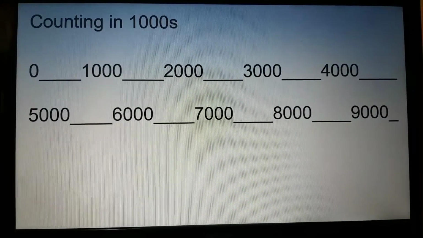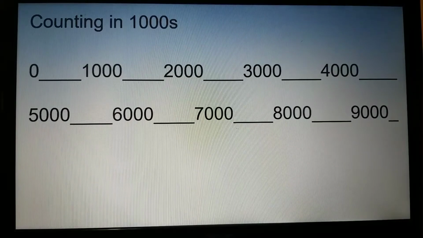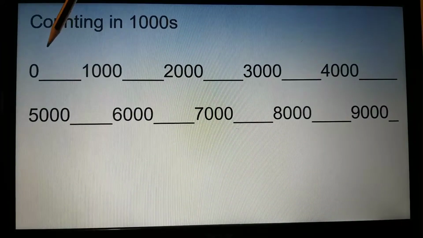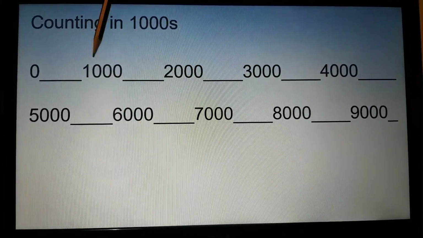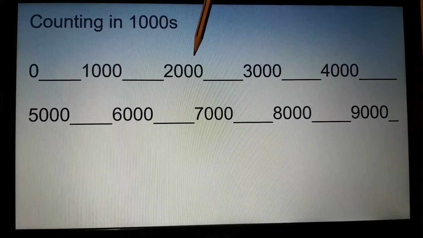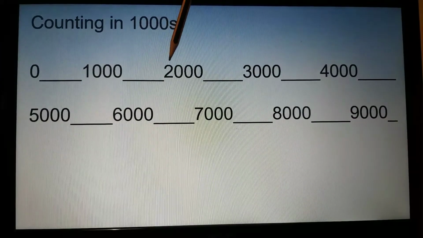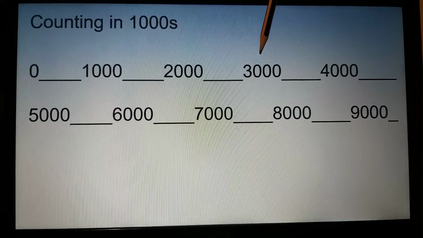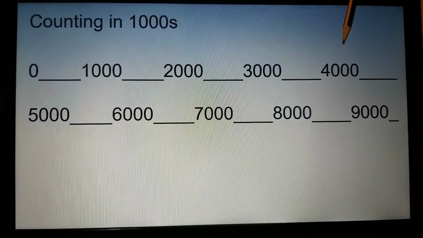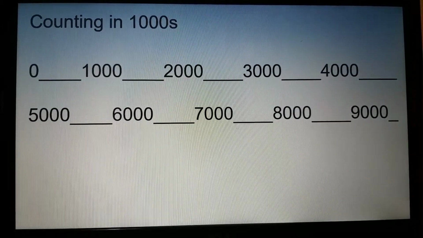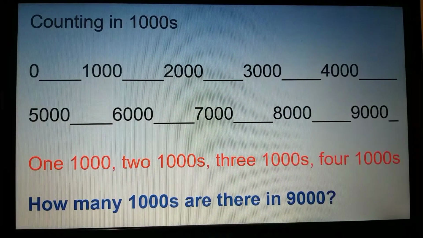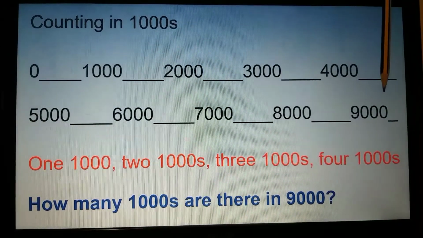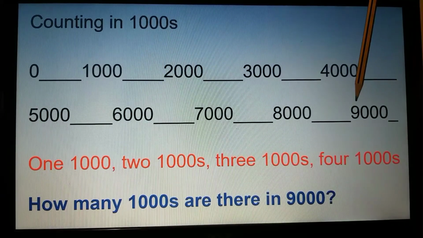We can count in thousands as well. If we jump on this line, skip all the numbers in between, add 1000 each time, 0, 1000, add one more 1000, it's 2000s, 3000s, 4000s. We are adding 1000 each time into the fourth column of the number and getting the next one. So how many thousands are there in this figure? 9 thousands.